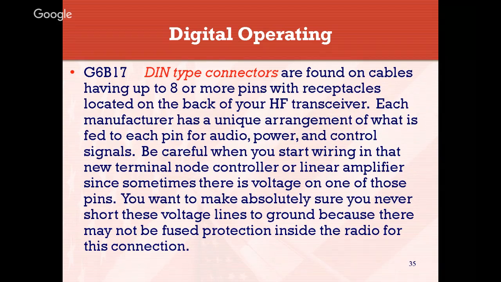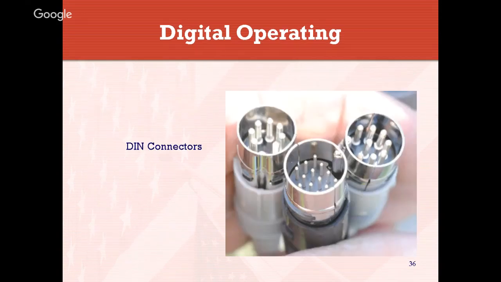But each manufacturer has a unique arrangement of what is fed to each pin for audio, power, and control signals. That's why it's important that when you order your signal link, if you should get one, to make sure that you order the correct cable. If you're not going to build your own, order the correct cable for the radio you're going to be using. Now, I could use my Kenwood 940, but I'd need to order a cable for the Kenwood 940 in order to run the digital mode on that. But right now it's on the 706. There's your DIN connector. All right. And in case you didn't see that, there it is again.